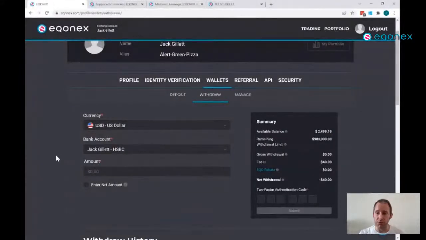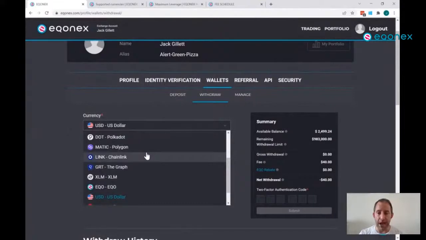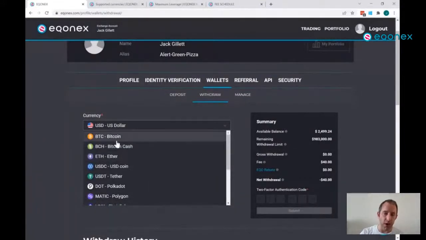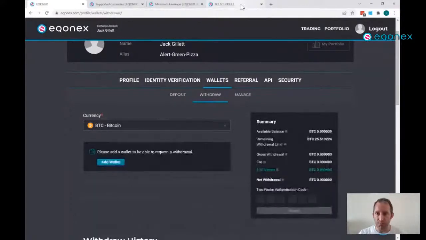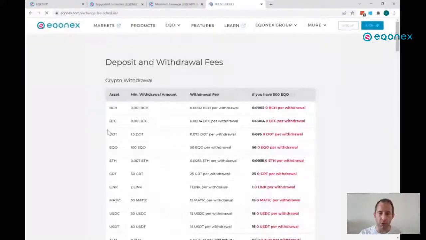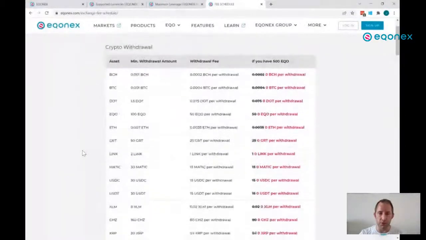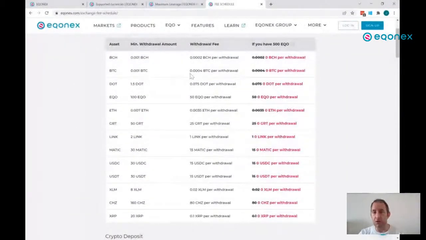For dollar withdrawals, there's a $40 withdrawal fee. That's charged by our banking partners, I'm afraid. There's no way we can get around that. But for crypto withdrawals, they can be much, much cheaper. For example, if I go to Bitcoin here, I've got another tab open, which I'll just jump to now. You can find all of our withdrawal fees on the fee schedule. These are denominated in cryptocurrency, so it's a little bit hard to get your head around when you first look at it. But if you look at the BTC withdrawal fee, for example, 0.0004 Bitcoin, well, when Bitcoin's at 40,000, that's about $16. So that's quite expensive.